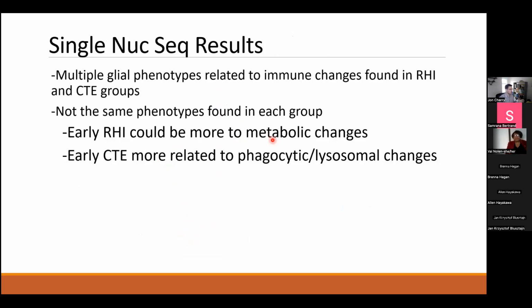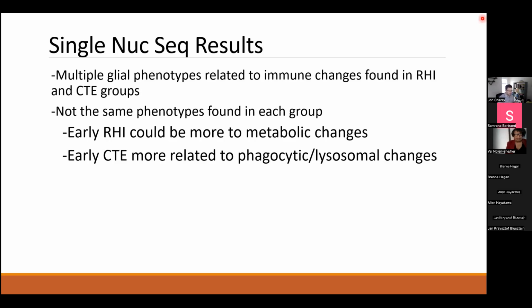So overall, what the single cell sequencing data has shown is that there's multiple glial phenotypes related to these immune changes found in RHI and CTE, which we've seen before, and that's just showing it more in depth in this single cell sequencing data. But not the same phenotypes in each group. So early RHI might be more metabolomic related, and early CTE might be more phagocytic lysosomal.